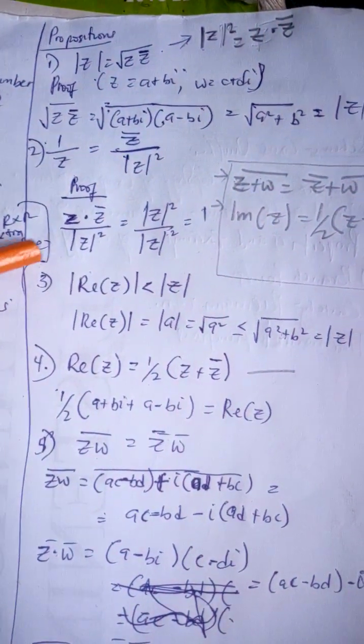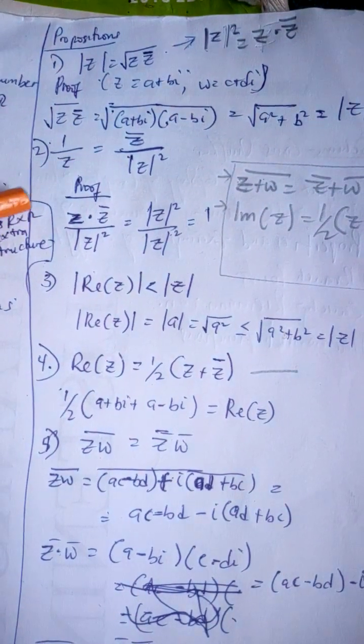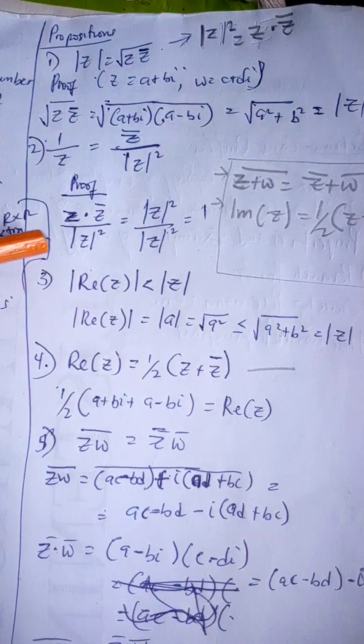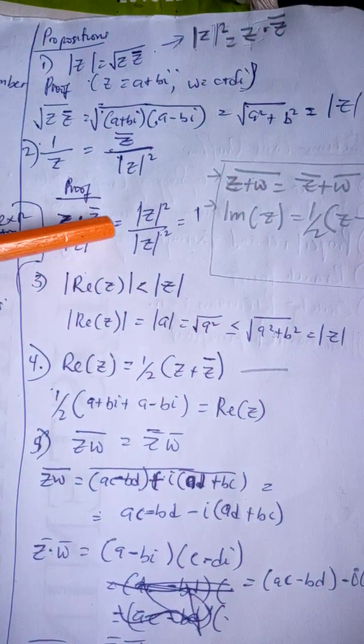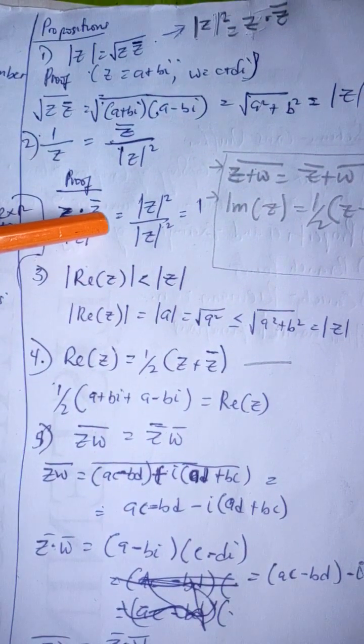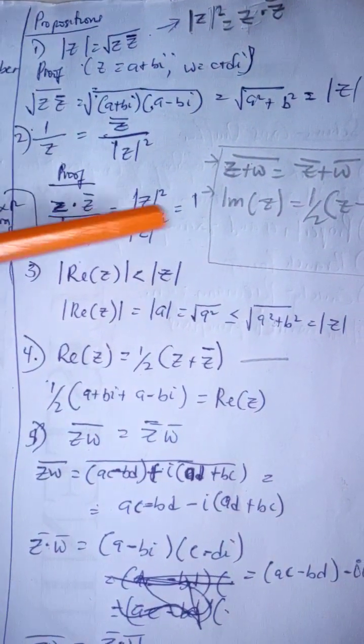Do you get it now? So you have what? z. No, this z will multiply this. If you want to cross multiply, you have z times this, which is z times what? Then z bar over what? Absolute value of what? z squared, which will be equal to what? 1. Do you get it now?